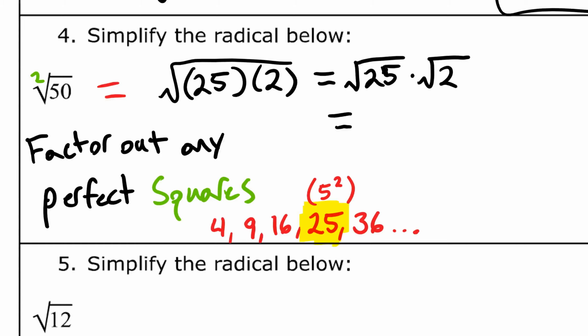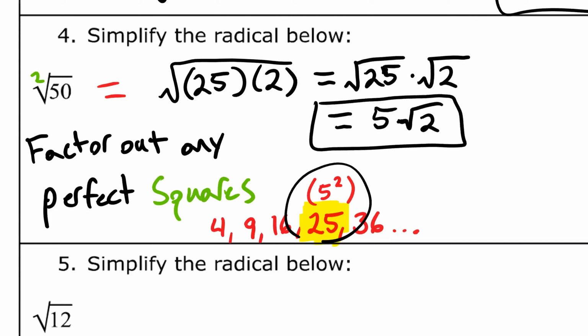Luckily, we know what the square root of 25 is. In fact, that's why we use numbers from the list. The square root of 25 is 5 times the square root of 2. So this would actually be the most simplified form of the square root of 50. Okay, let's use that exact same technique for number 5.